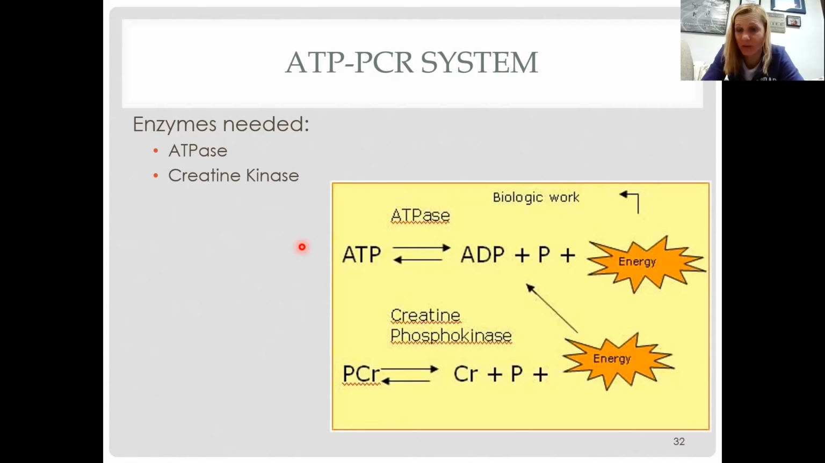And this system is very easily accessible, so it's very, very fast in nature. It can be very powerful, therefore. And also, it doesn't require us to utilize any oxygen. Okay, it's the most simple of the 3 systems that we have. So let's look at how it works.